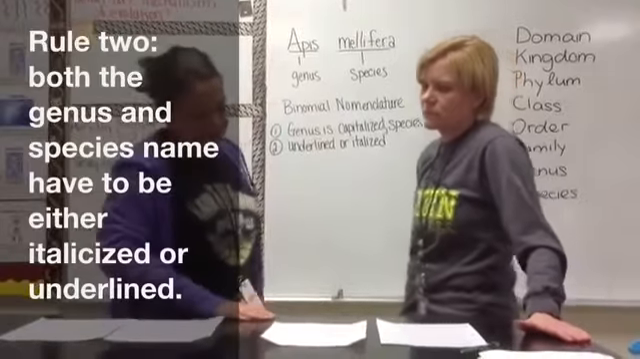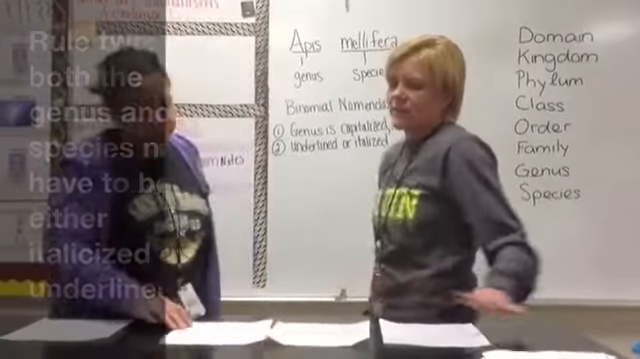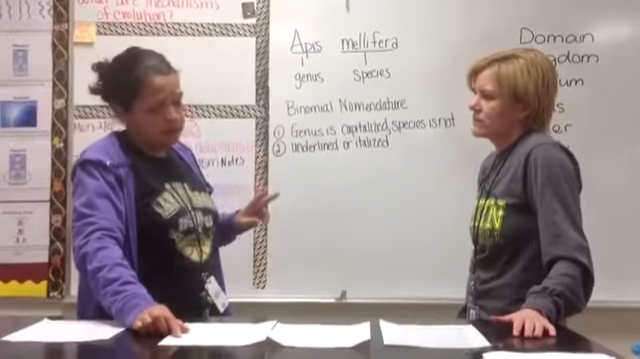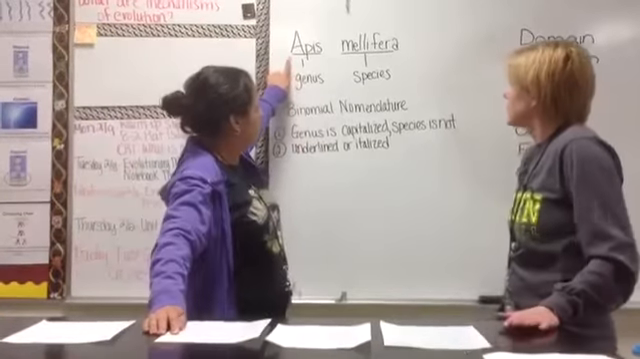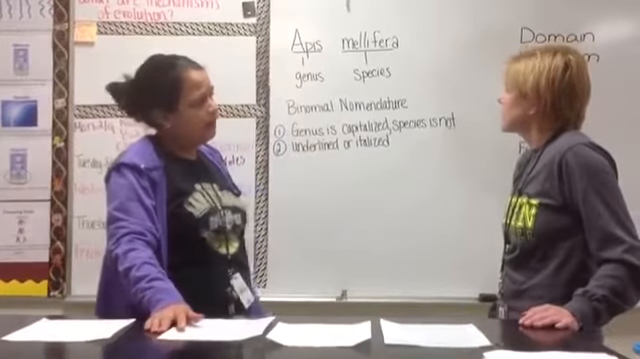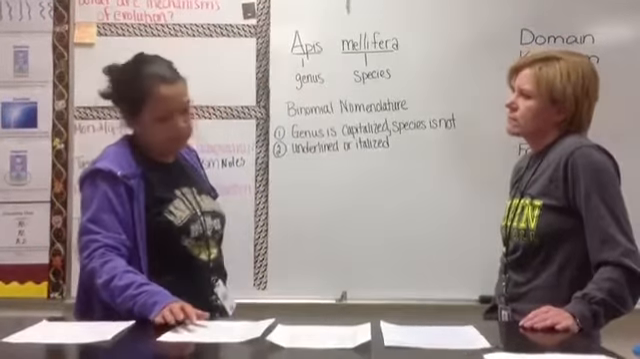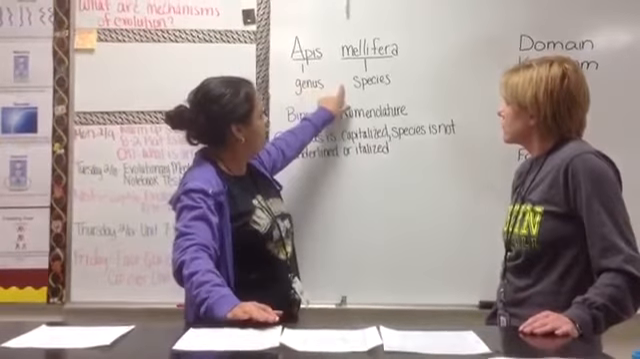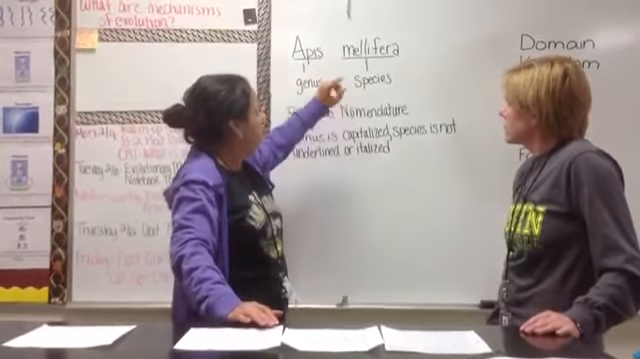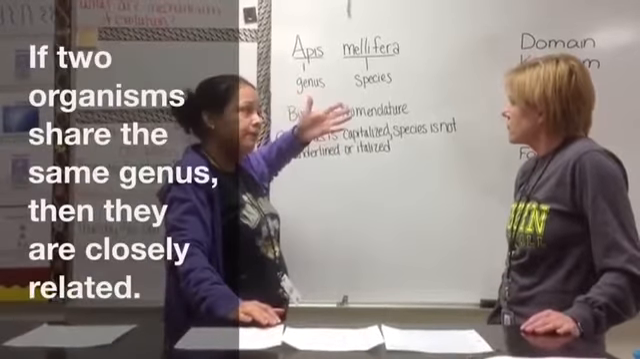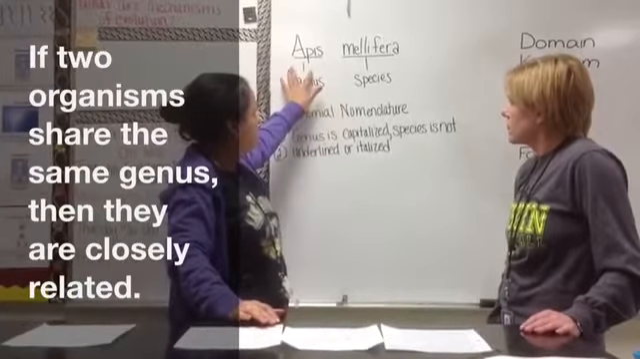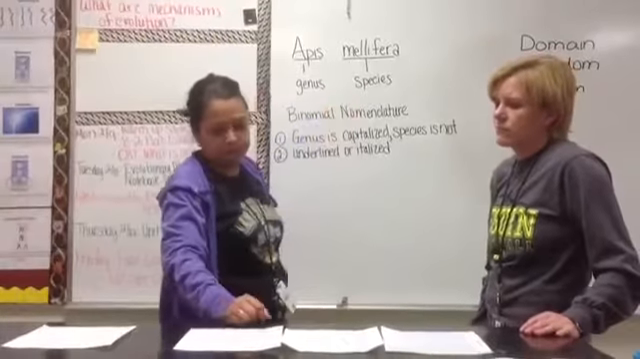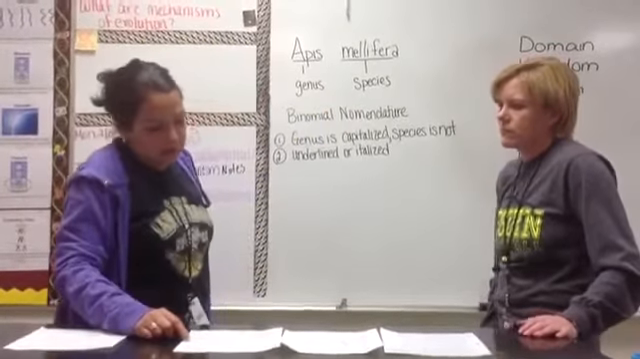So what else can the scientific name tell us? Well, if two different organisms share the same genus, then they are related. Here, like we said, is our example. Apis mellifera is the honeybee. Other varieties of bees will also have the same genus, only they will differ in species depending upon the type of bee.